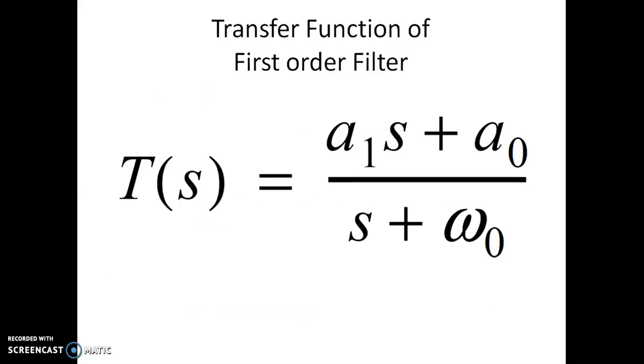This is the general transfer function of a first order system, showing the position of a pole which is at omega naught, and of course there is a zero located at a naught by a1. So this is the general transfer function.